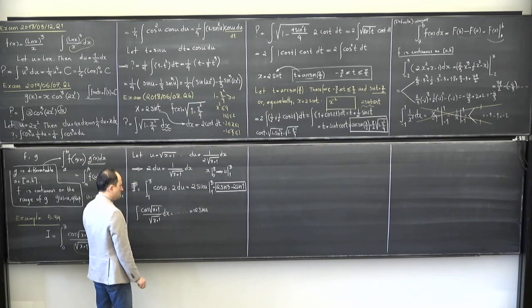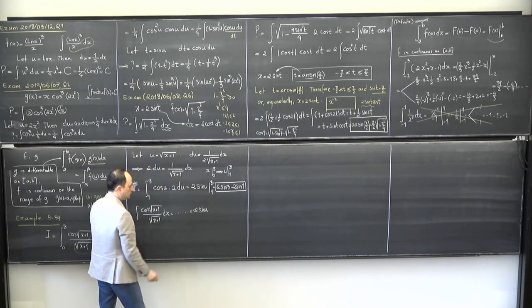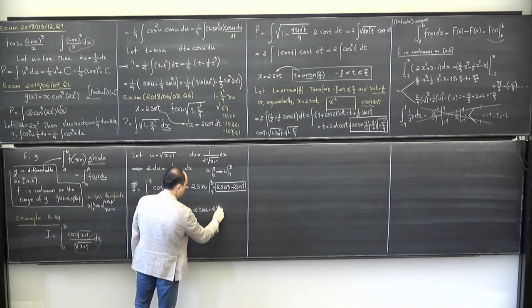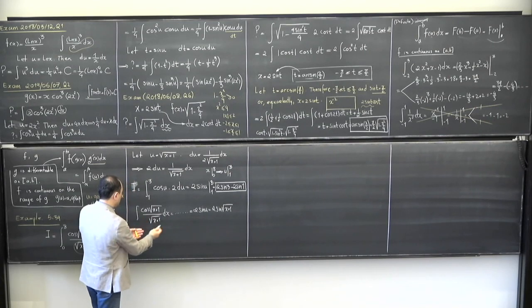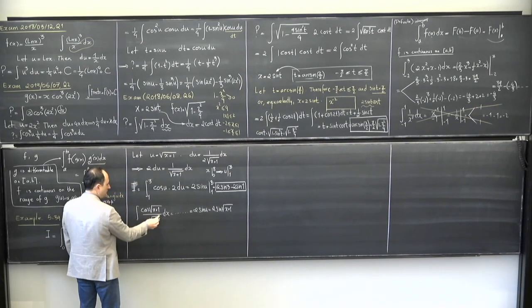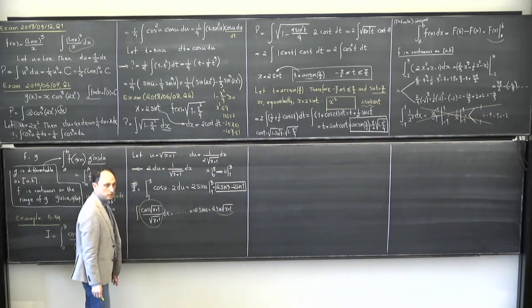This is 2 sine u, but then you switch back to your old variable, so this becomes 2 sine square root of x plus 1, yes? So what is the result of this calculation? This tells you that if you are interested in a primitive function of this function, you found it. This is your function. Okay?